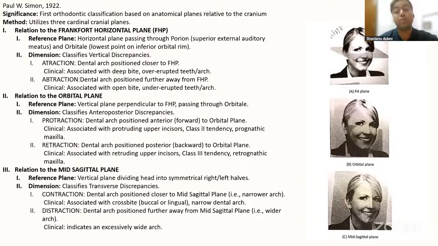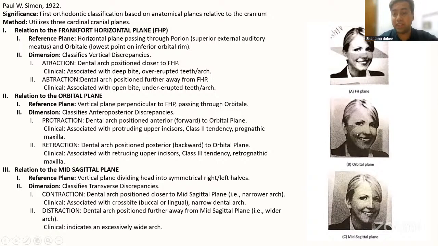Well, we all know the Frankfurt horizontal plane from the first year itself, because we had to hold the skull in the anatomical position. So we knew about two planes: one was Reid's, one was the Frankfurt horizontal plane. It passes through the porion to the orbitale. You can see the first image on the right side, showing the Frankfurt horizontal plane. Simon used two terms for this: attraction and abstraction.